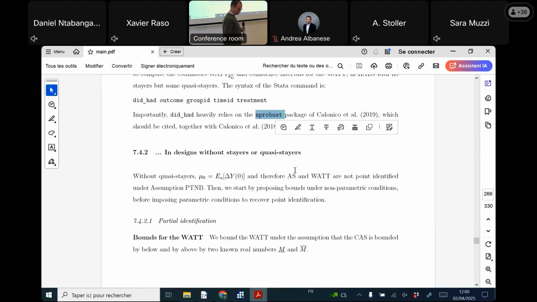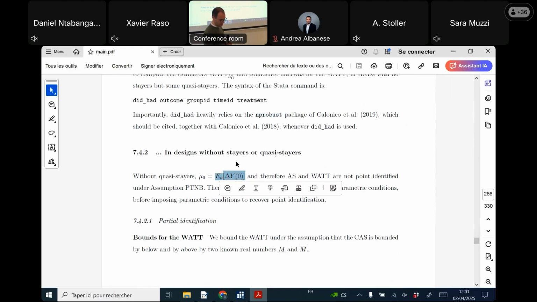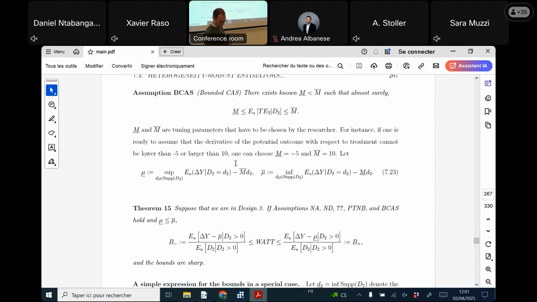Okay, and finally, a very quick overview of the case where we don't have stayers. In that case, the identification challenge is that this quantity is unidentified because we don't have anyone whose treatment in period 2 is 0 or even local to 0. And so then you can take two polar approaches. The first one is to say, okay, let's not make any assumption and see if we can still get bounds for one of our target parameters, let's say the WATT. So that's what we do here.